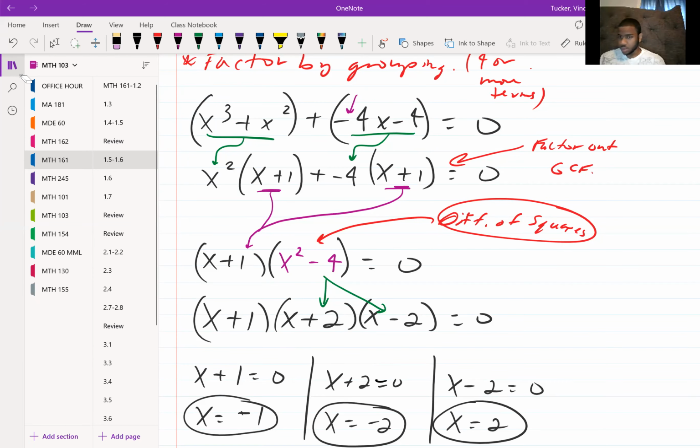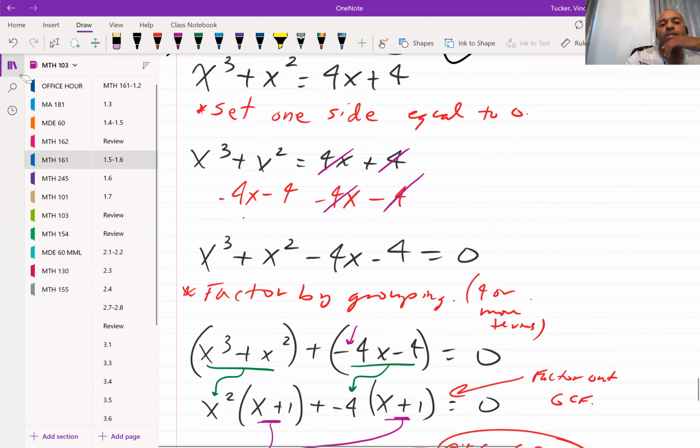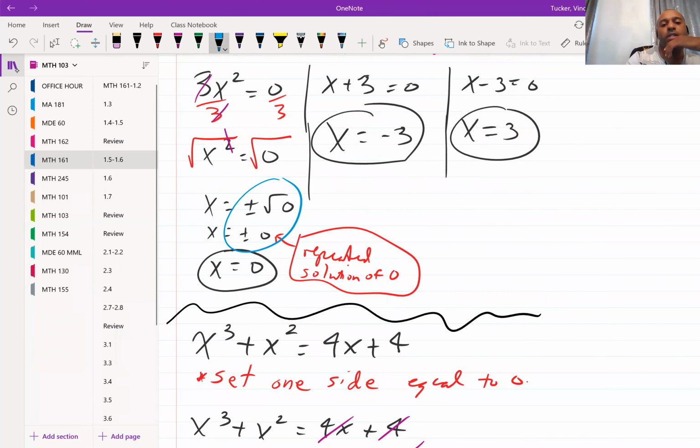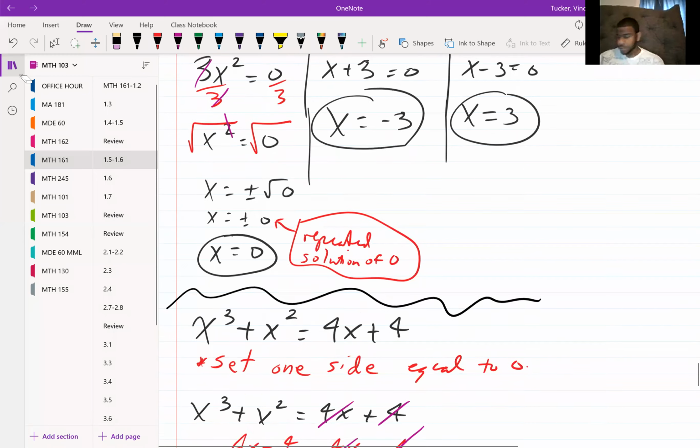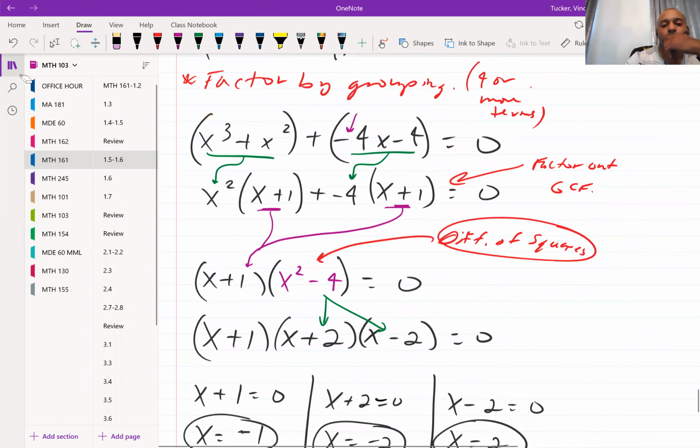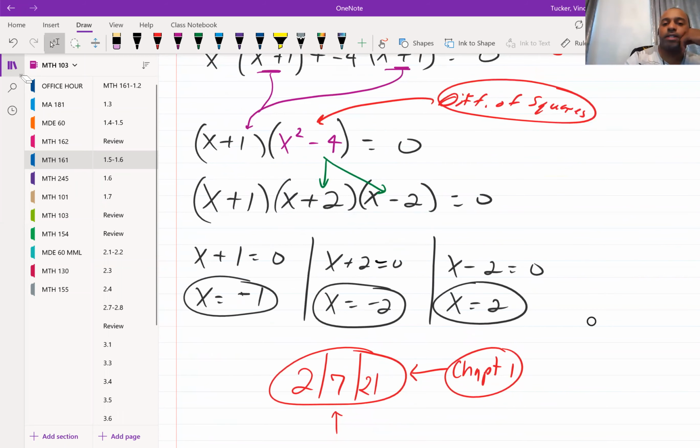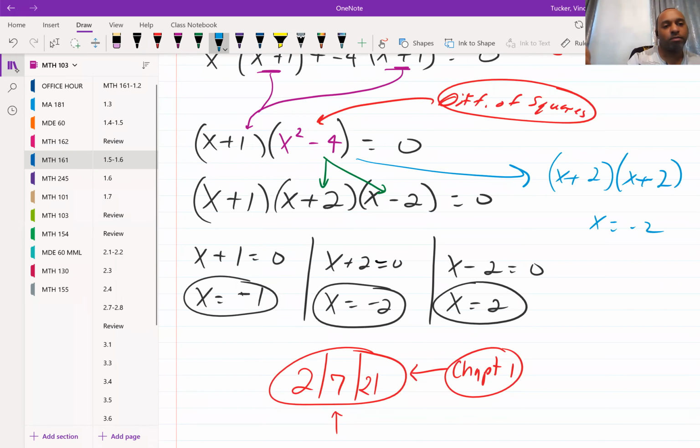A repeated solution. If you go back to the last one we had, this one right here, notice how it was repeated. It was plus or minus 0, but there's no such thing as a plus or minus 0. So that would just be 0 twice. Or if I had factored out, let's say one of my factorizations ended up being x plus 2 and x plus 2, then I would have had negative 2 as a solution twice. So that can occur.